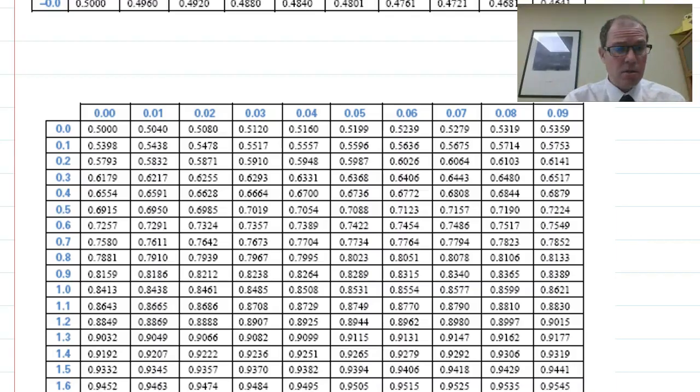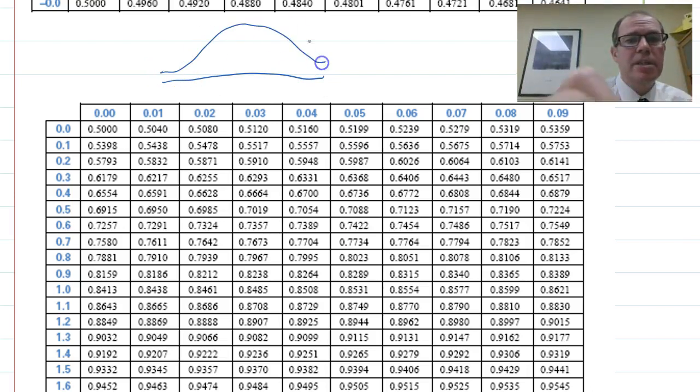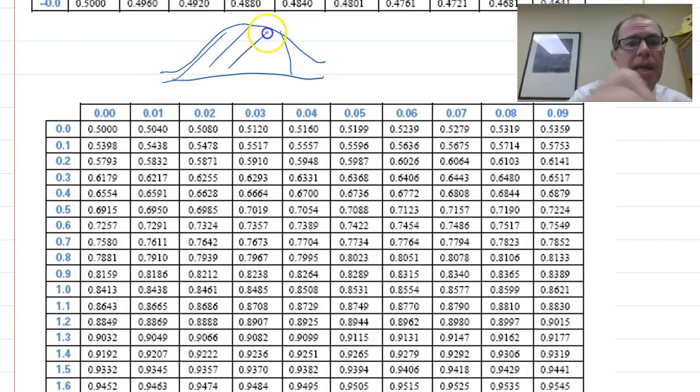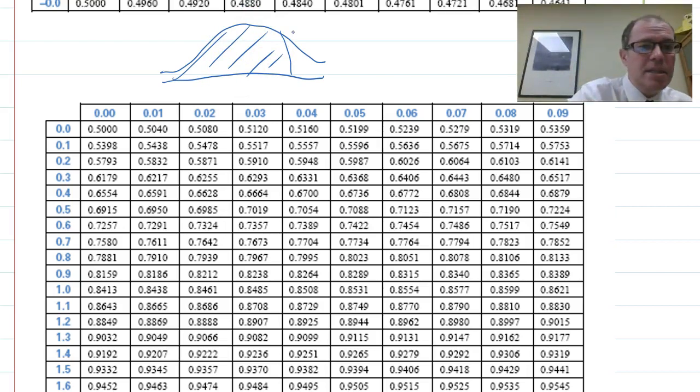Now, all of the z-score tables I've seen, the majority of them, tell you the area from minus infinity up to a value. So the area from minus infinity all the way up to a value. They don't tell you from the right upwards. So these are the z values here and here.